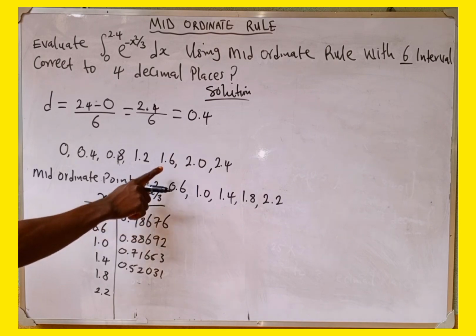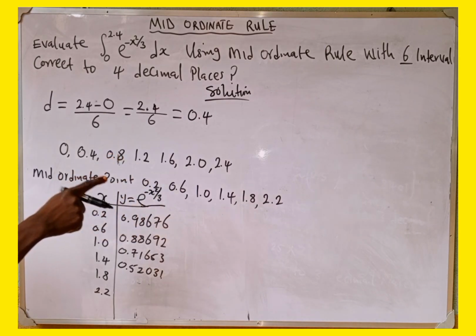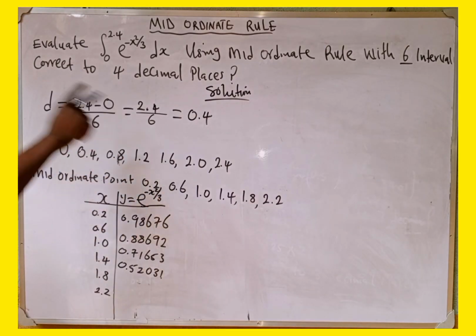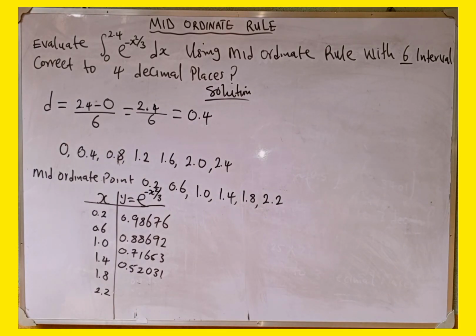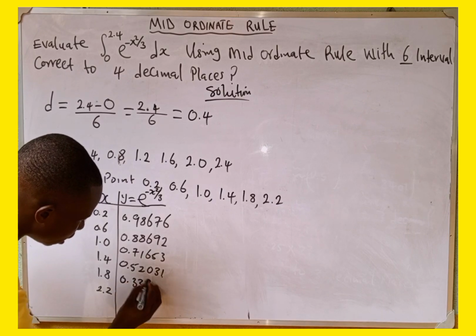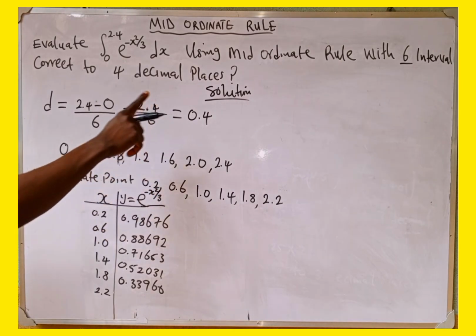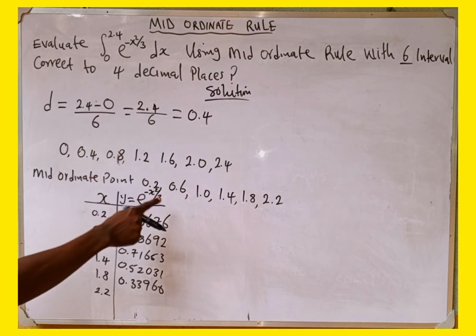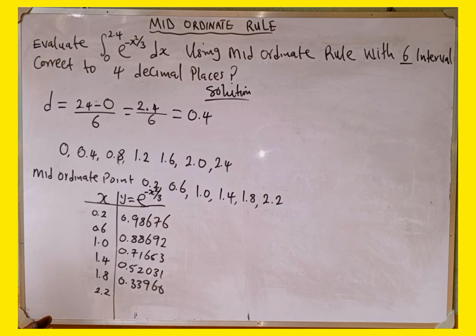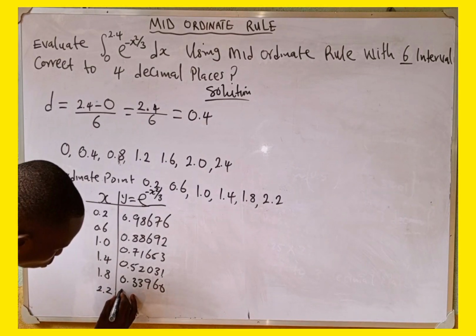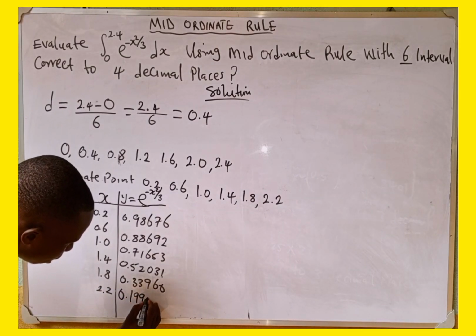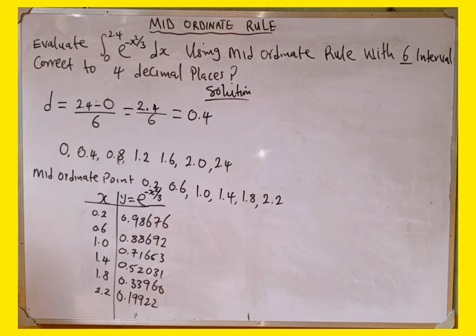The next one is 1.8. Plug in minus 1.8 squared, it will give you a positive answer. Divide it by 3, then take the exponential of the answer, which is 0.33960. The next one is 2.2. Minus 2.2 squared will give you a positive answer. Divide by 3, it will give you another positive answer. Then take the exponential of the answer, which gives us 0.19922. Now we have successfully filled this column.